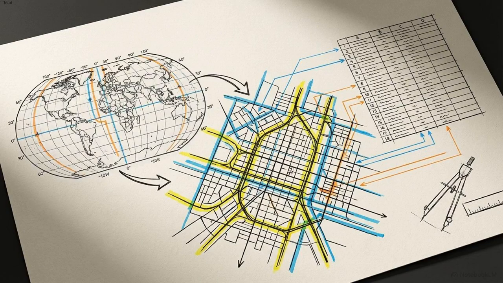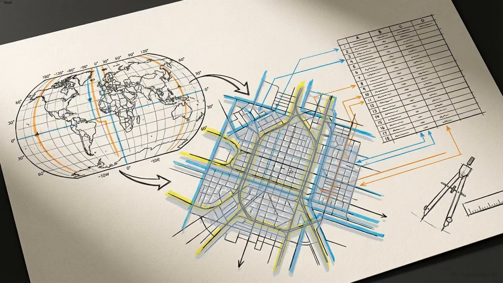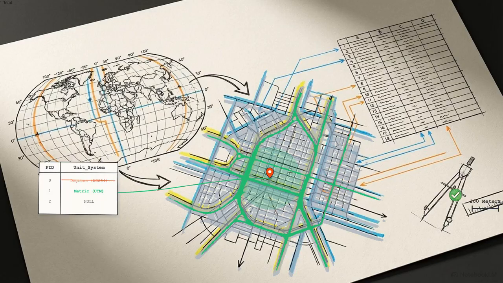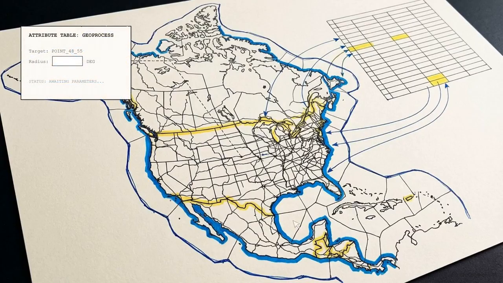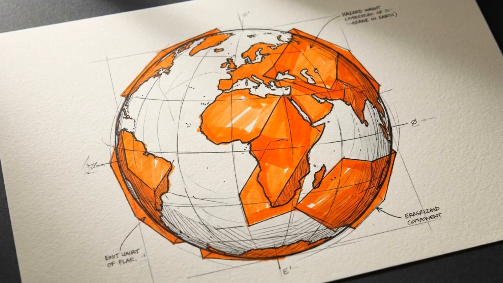The strict rule for buffering is that the layer must be projected in a metric coordinate system, such as Universal Transverse Mercator, or UTM. UTM divides the Earth into zones and measures physical distance in meters. If an analyst mistakenly buffers a layer projected in geographic degrees instead of meters, the software interprets an input of 100 as 100 degrees of latitude and longitude, ballooning the buffer across an entire continent. Spatial processing algorithms operate blindly. Without the correct mathematical foundation of a metric projection, proximity tools output planet-scaled errors.